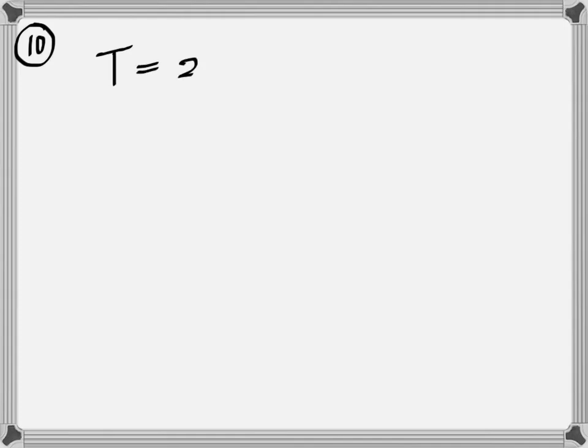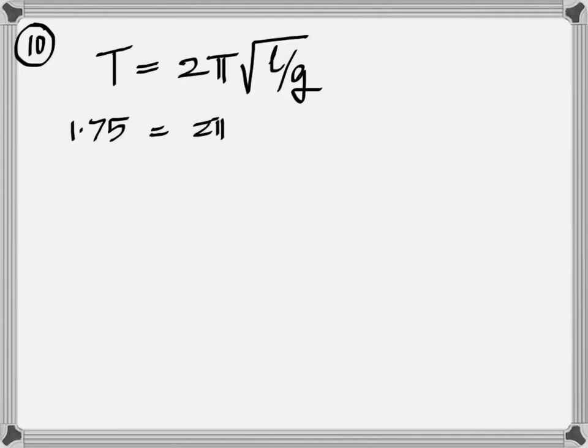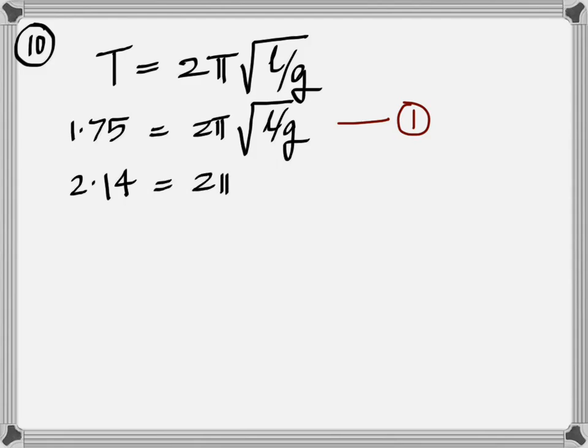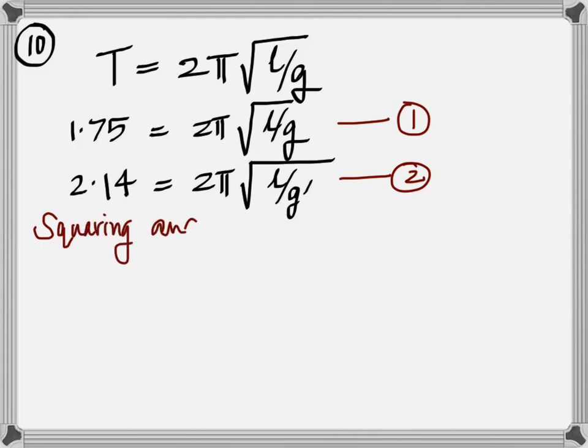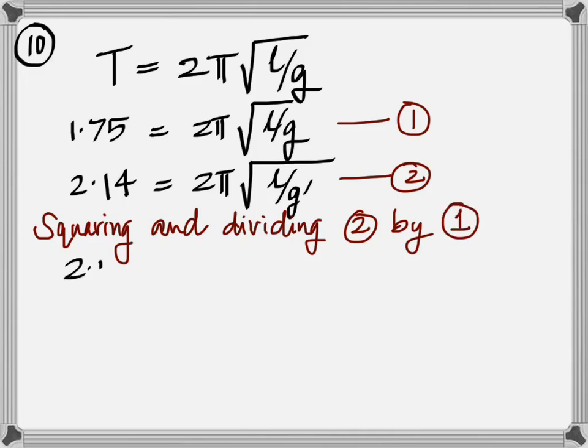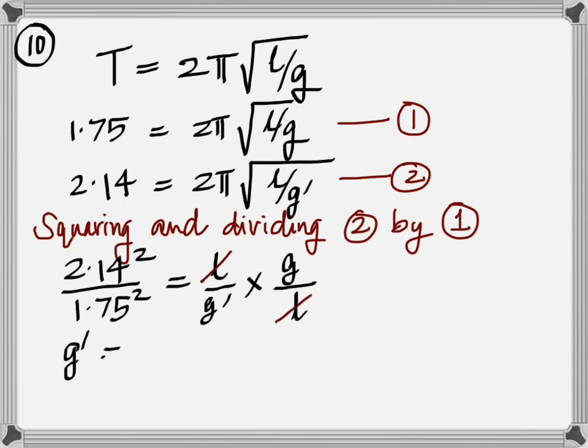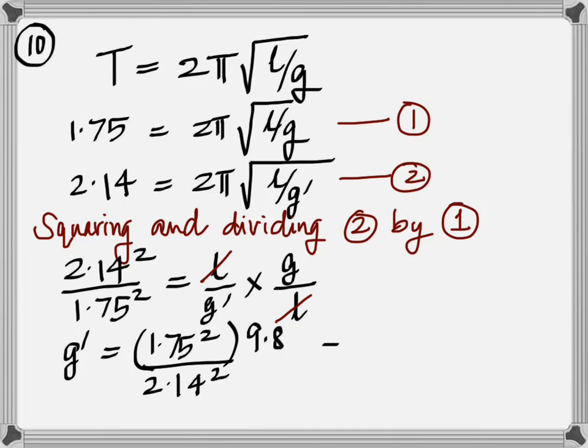10. That's the time period of a simple pendulum. Set up two equations. The length of the pendulum is the same. And square both equations and then divide one by the other. That gets rid of the square root sign. Give 6.55 meter per second squared.